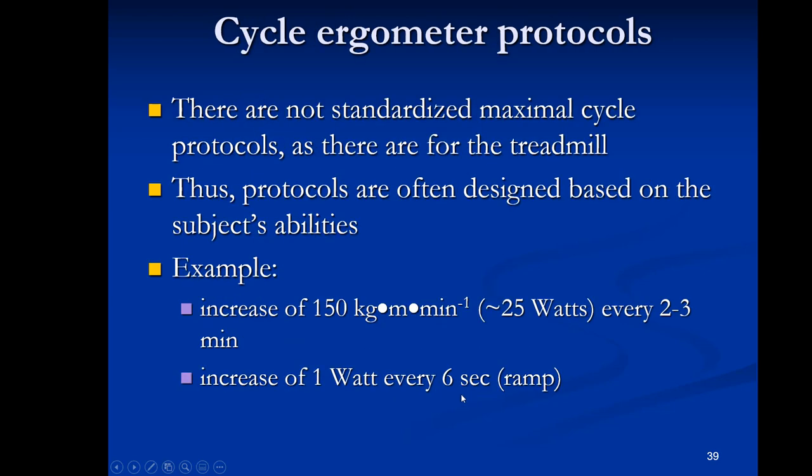So as far as, like I said, on a bike, there are not standard protocols like there are for the treadmill. So you don't generally design your own. So examples of what you could do: 25 watts every 2 to 3 minutes. I've used that multiple times. Usually every 2 minutes makes it go a little bit quicker, maybe starting at 100 watts. Or you could do some version of a ramp protocol where you're just increasing 1 watt every few seconds. So it just makes it like a smoother increase in intensity.